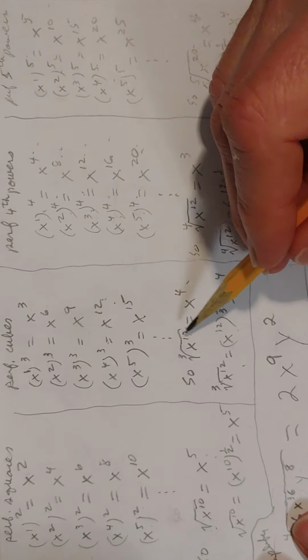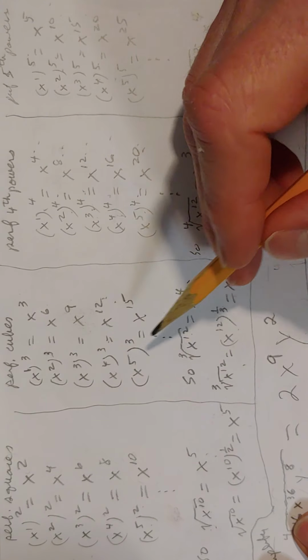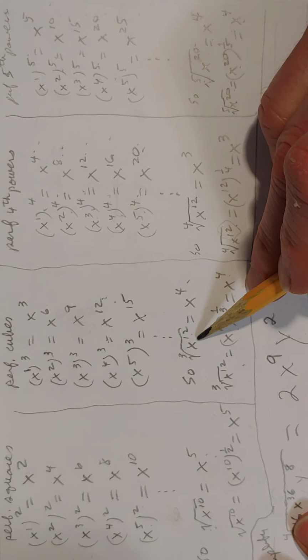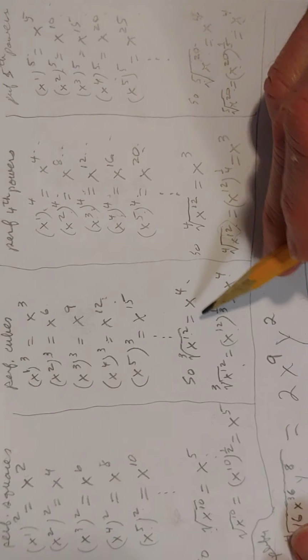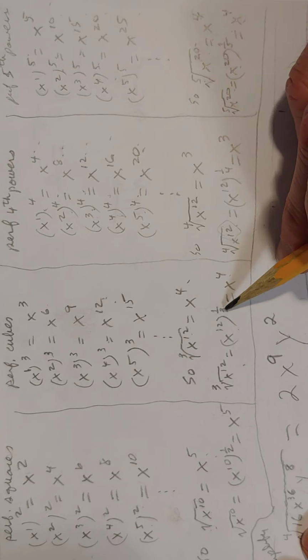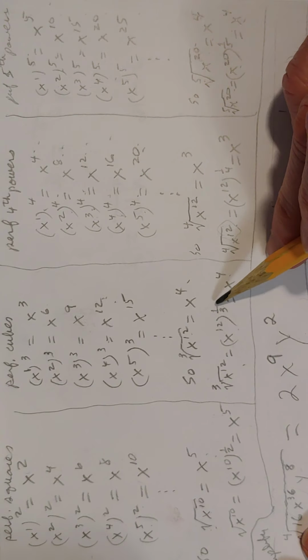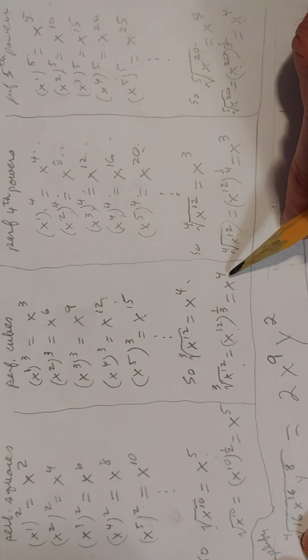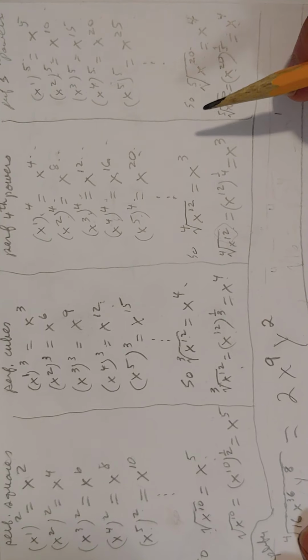For example, since x to the 4th cubed is x to the 12th, the cube root of x to the 12th is x to the 4th. If we wrote it in exponential form, the cube root of x to the 12th is x to the 12th to the 1/3 power. Using properties of exponents again, we multiply the 12 and the 1/3, and we end up with x to the 4th.